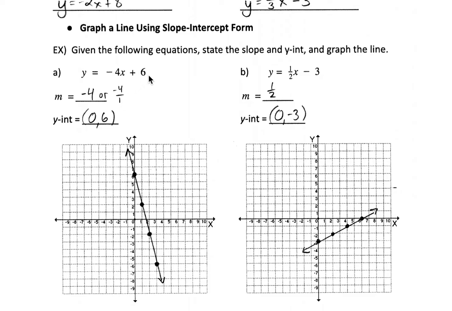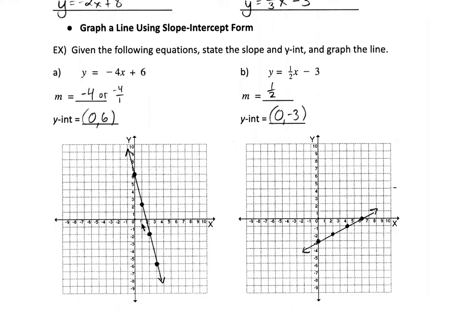Our y-intercept is going to be 0, 6. So we can start with that y-intercept on our graph. We can plot a point at 0, 6, or just 6 on the y-axis. And we can use our slope to get to other points on the line. So -4 over 1 means that I'm going to go down 4, right 1. So from here, count down 4 spots and right 1, plot another point.